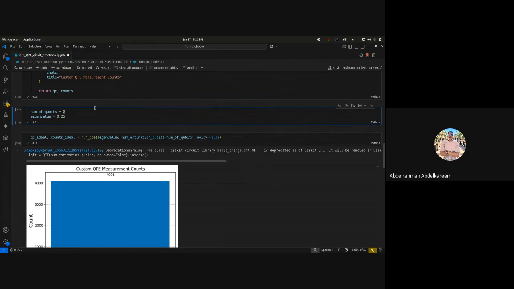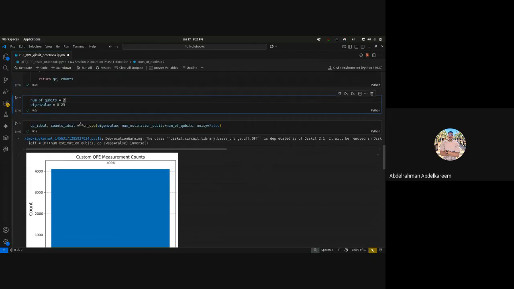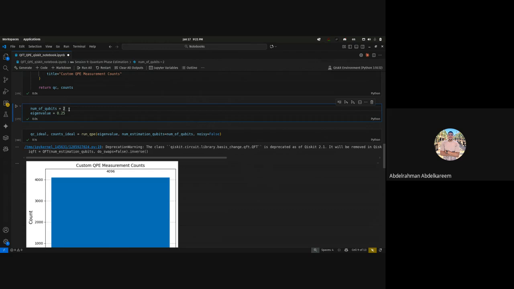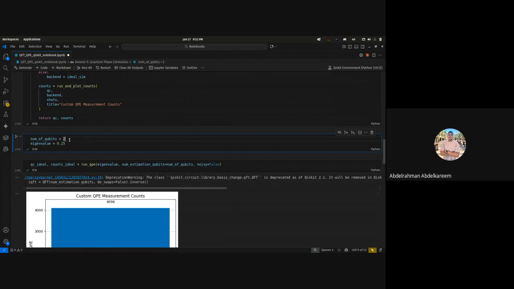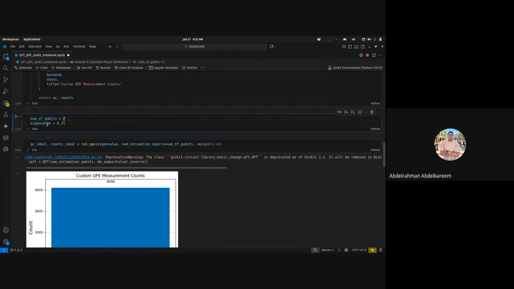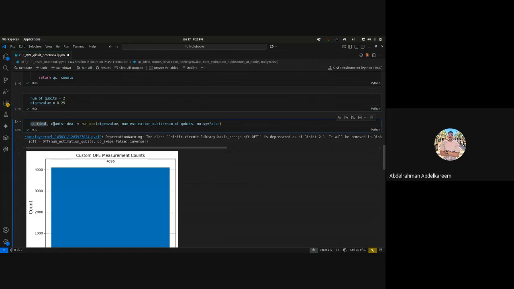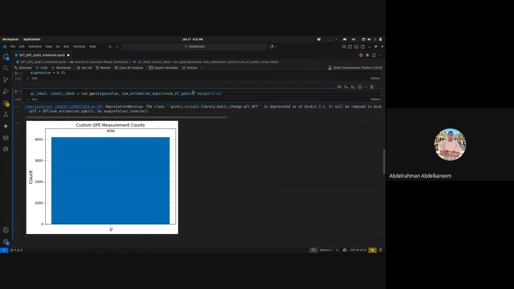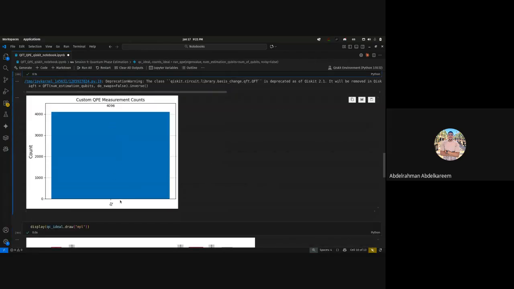So if I increase the number of qubits, the precision will increase. And this is the trade-off: the number of gates will be numerous, and it can be done without any noise. So with 2 qubits, the eigenvalue I want is 1/4. After running the circuit and looking at the counts, I get 100% 0, 1.